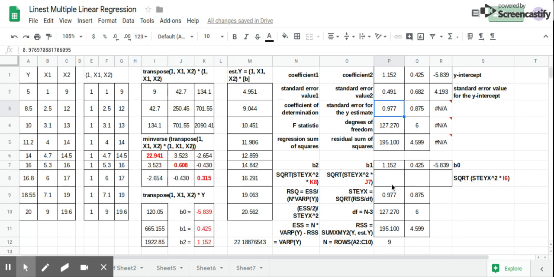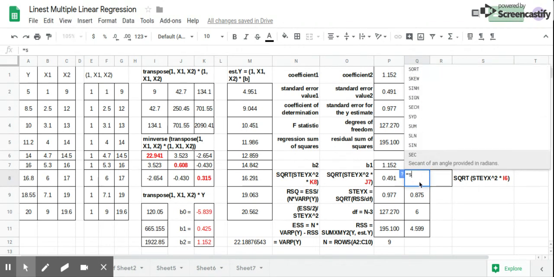Now we're down to the last three. We start with the standard error of slope 2, which is equal to the square root of the standard error squared times K8. K8 is this one. We have 0.491.